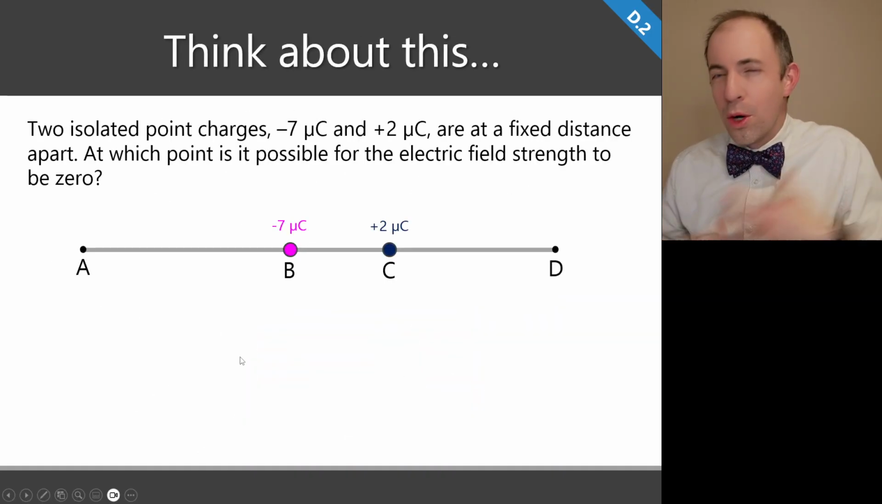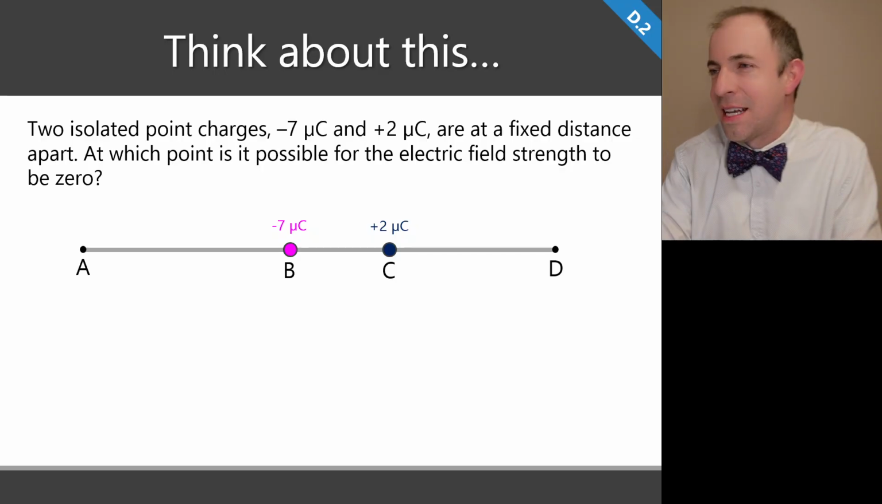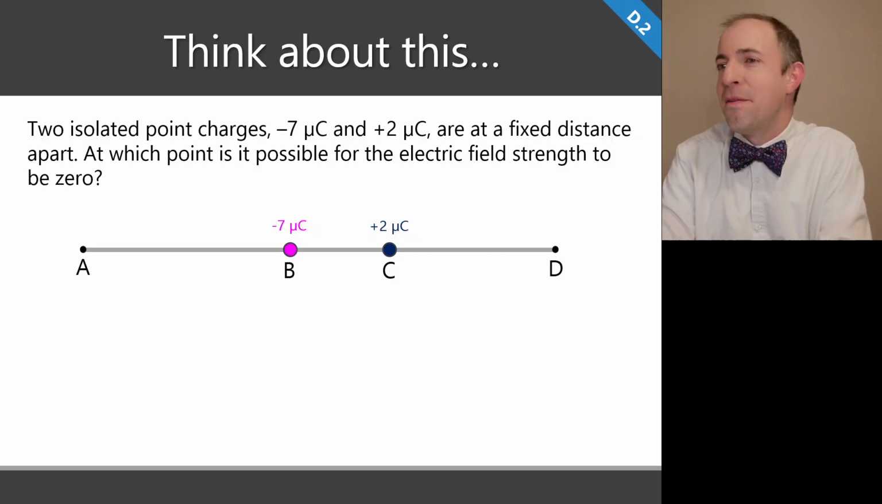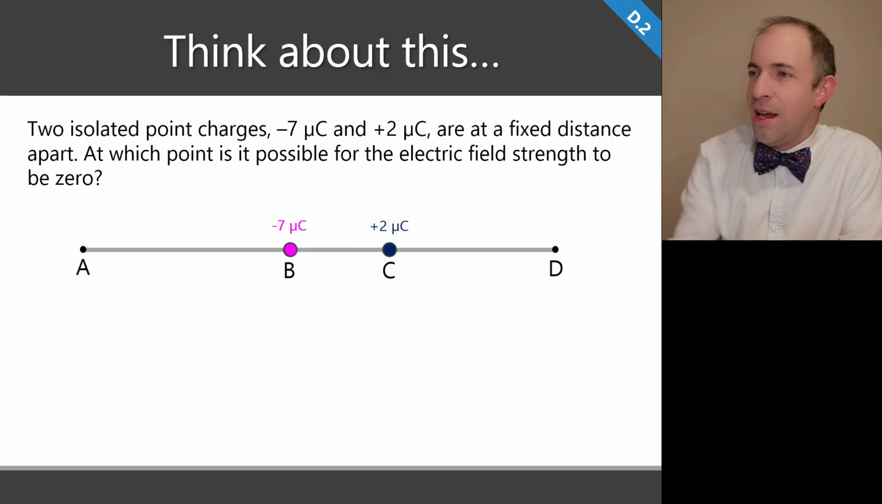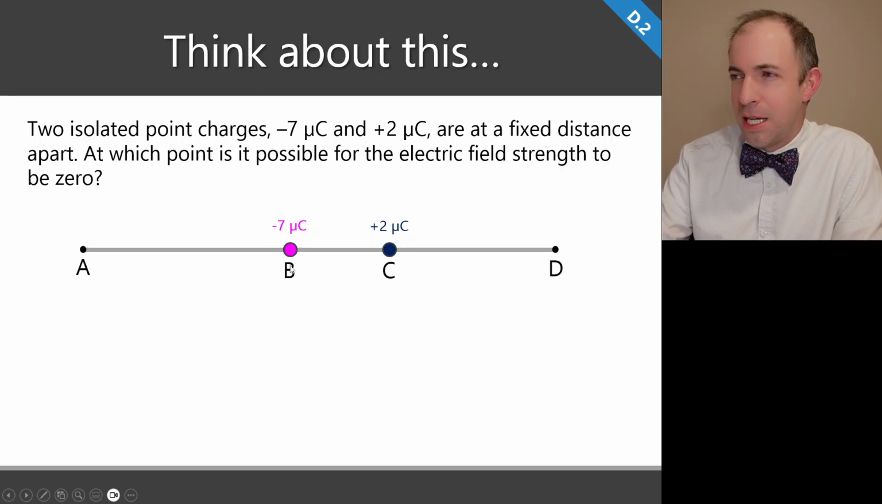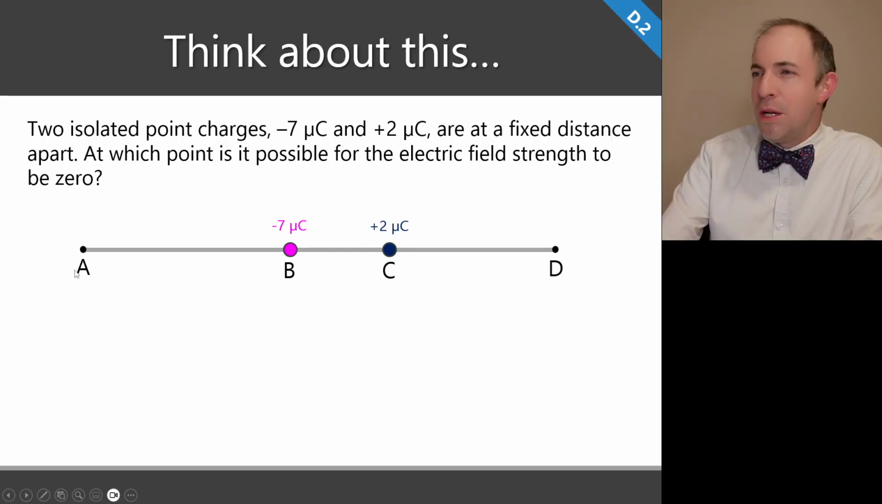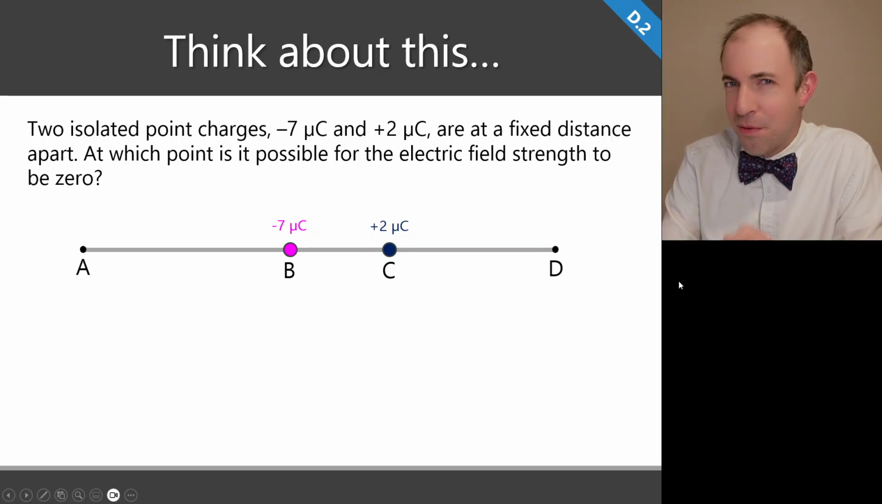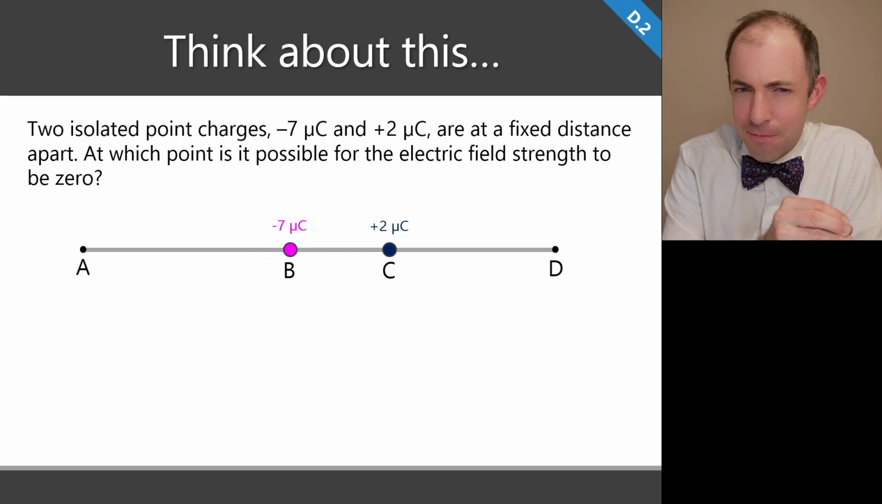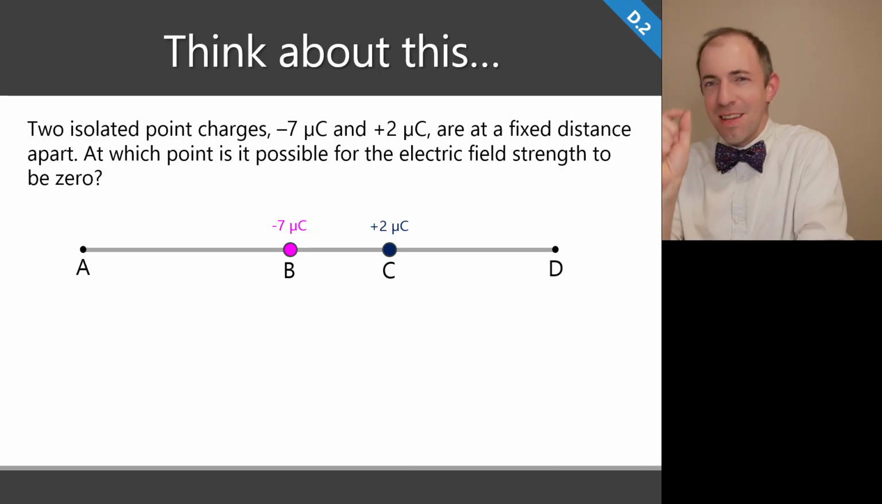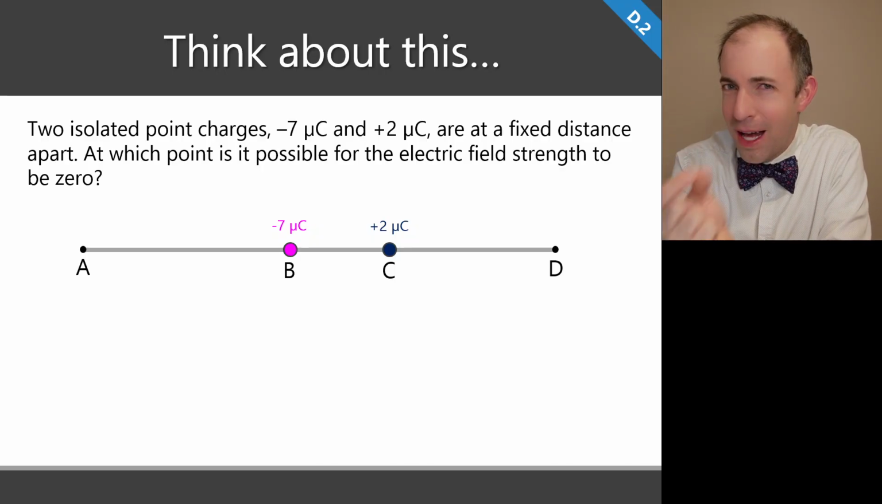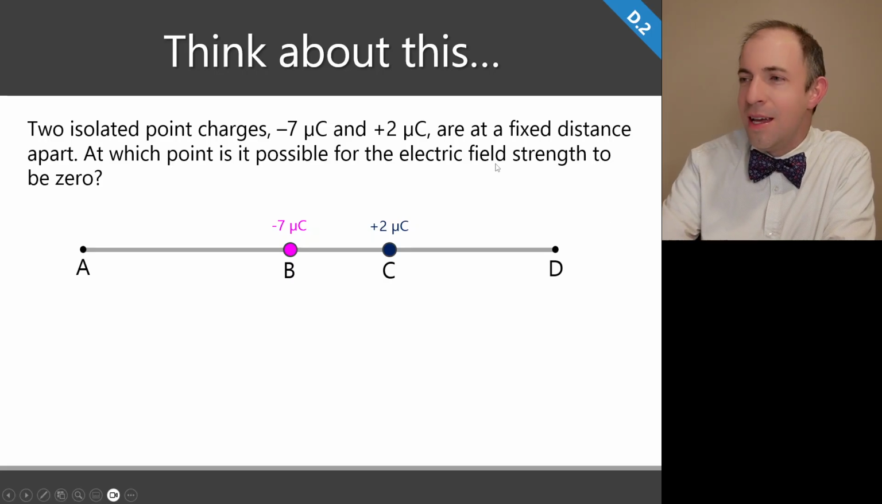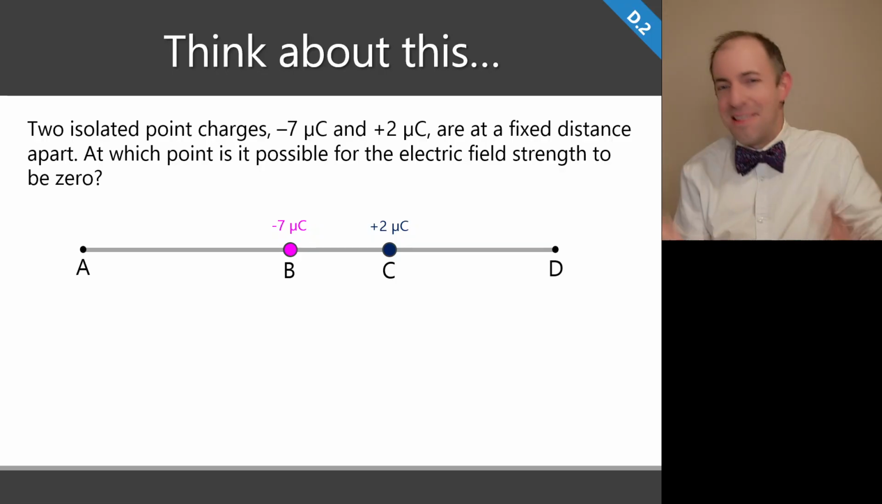All right, a more challenging way to think about this. Here is a common question that you need to be familiar with. Two isolated point charges, one that is -7 microcoulombs here at position B, and +2 microcoulombs, are at a fixed distance apart. At which point, A, B, C, or D, is it possible for the electric field strength to be zero? We are imagining there is a position where, if you place a positive test charge, you would be attracted to one of these by exactly the same amount as you are repelled by the other, and things will cancel out.